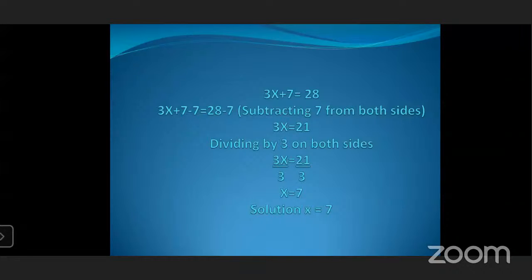So 3x is equal to 21. 7 minus 7 is 0, 28 minus 7 is 21. Now 3 into x is equal to 21. Remember, if you want to remove plus 7, we need minus 7. If you want to remove plus 4, we have minus 4. If you want to remove multiplication by 3, we have to divide by 3. If you want to remove multiplication by 5, we have to divide by 5.